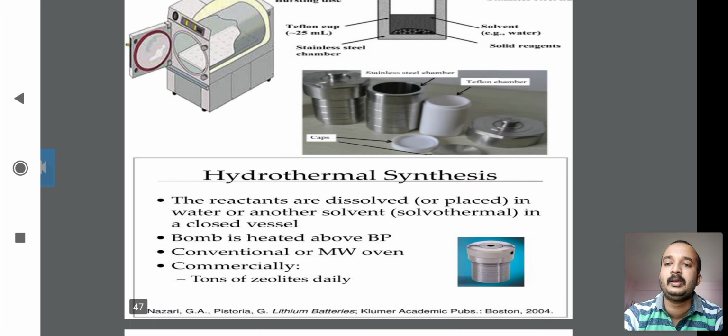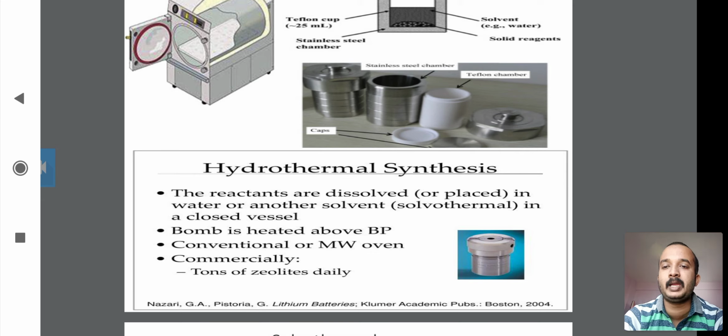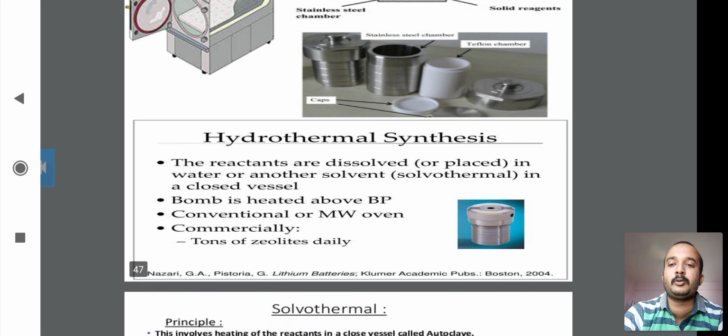Next, hydrothermal synthesis means the reactants are dissolved in water or another solvent in a closed vessel. Means the reactants are dissolved in water or another solvent in a closed vessel. Therefore the bomb is heated above the boiling point in a conventional or microwave oven. So this is all about the hydrothermal synthesis.